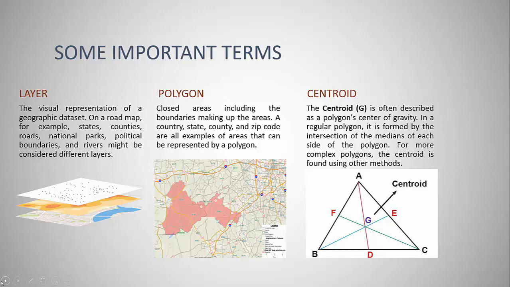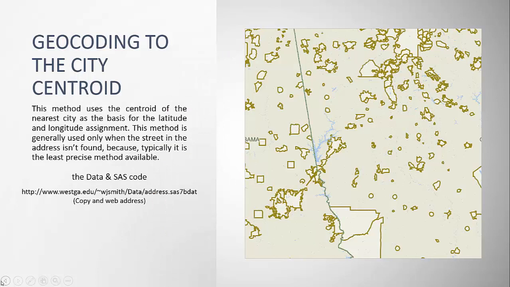For more complex polygons, the centroid is found by using other methods, and you can find this described in various websites and textbooks. We're going to start off by showing you how to geocode to a city centroid. This method uses the centroid of the nearest city as the basis for the latitude and longitude assignment. This method is generally used when the street in the address isn't found, because typically it's the least precise method that's available in SAS.